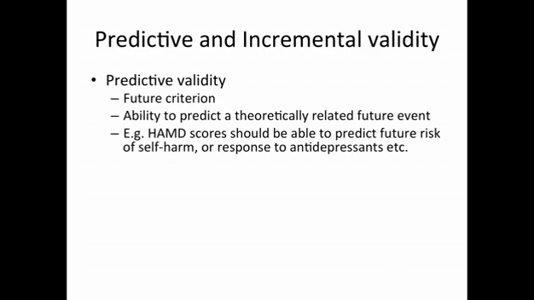A valid scale should have the ability to predict a theoretically related future event. Example, high levels of depression measured using Hamilton depression scores should be able to predict future risk of self-harm or response to antidepressants, etc. This is called predictive validity.